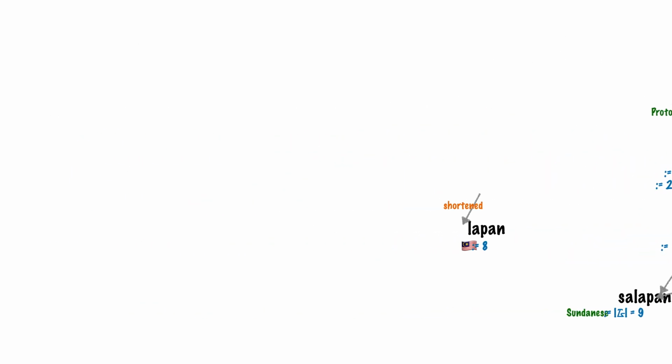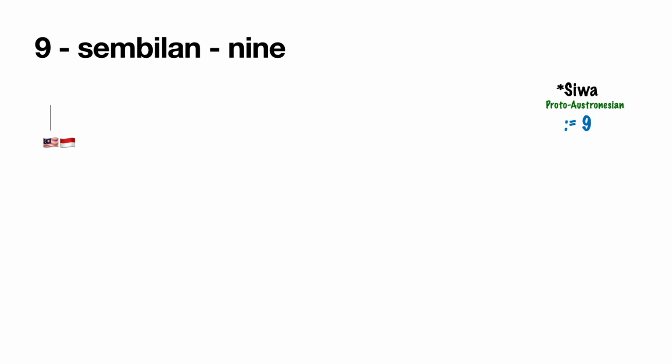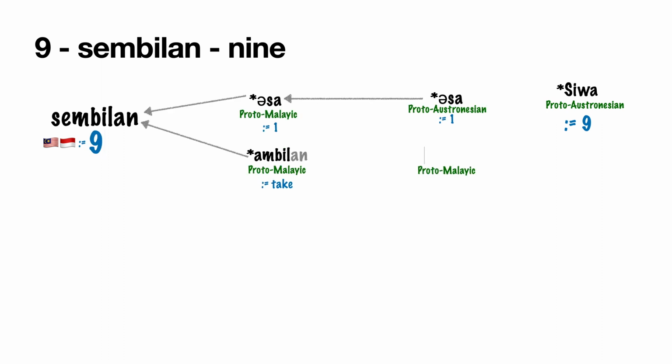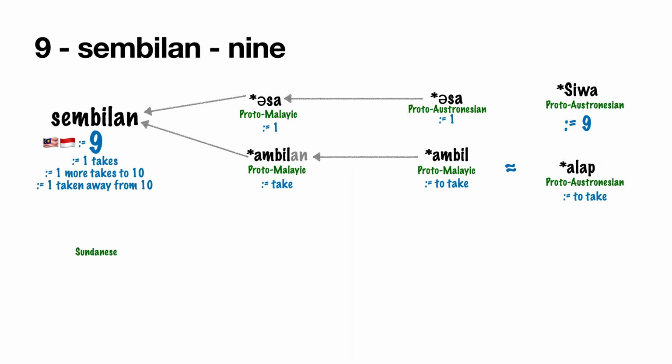9. Similar like Indonesian word for 8, Indonesian or Malay also doesn't follow the Proto-Austronesian word siwa for 9, but has the word 9 from Proto-Malayic words asa ambilan. Ambil itself is the general Malay word for alap, which also means to take. So etymologically, it also means one taken away from 10, similar like the Sundanese word salapan.